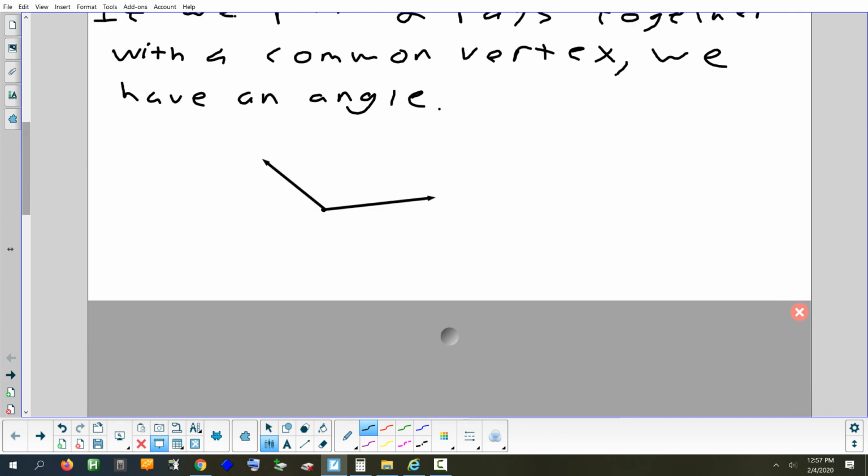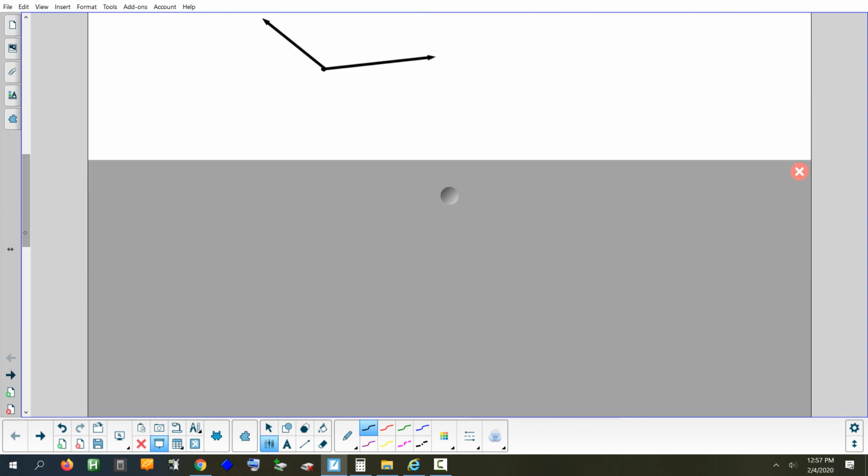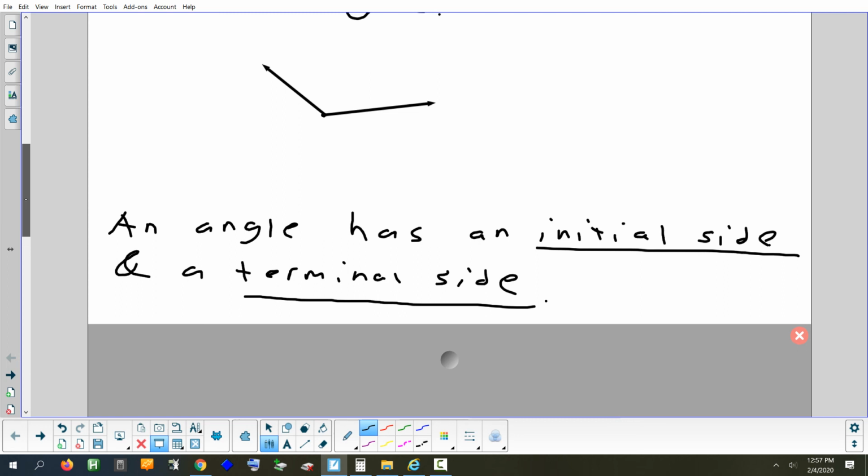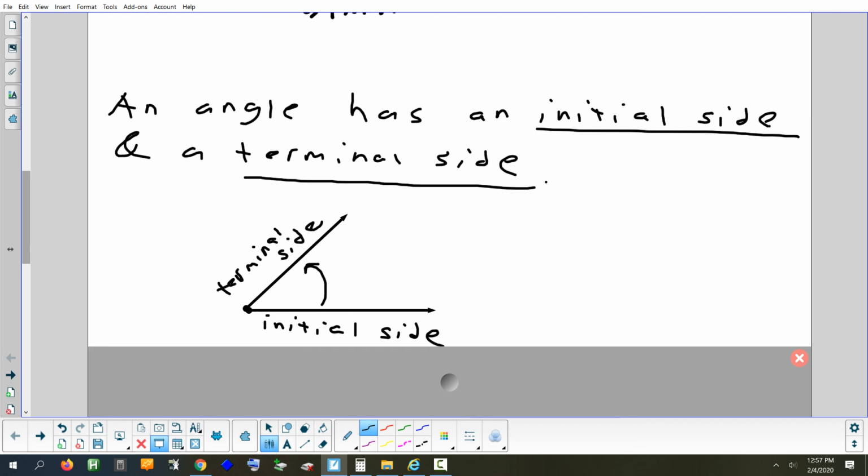And there's another example of two rays with a common vertex. So when we look at that angle, it basically has two sides to it. It has an initial and a terminal. That's the initial. That's the terminal. All right, so how do we know which one is which?